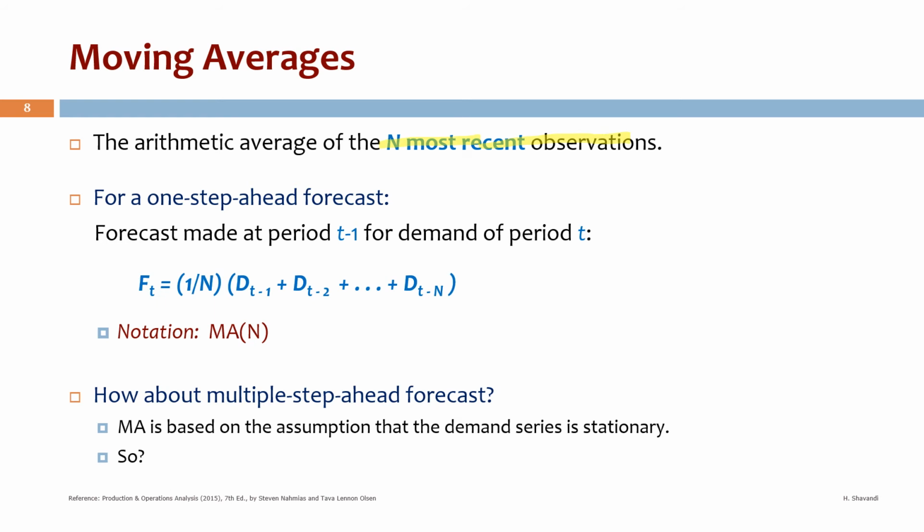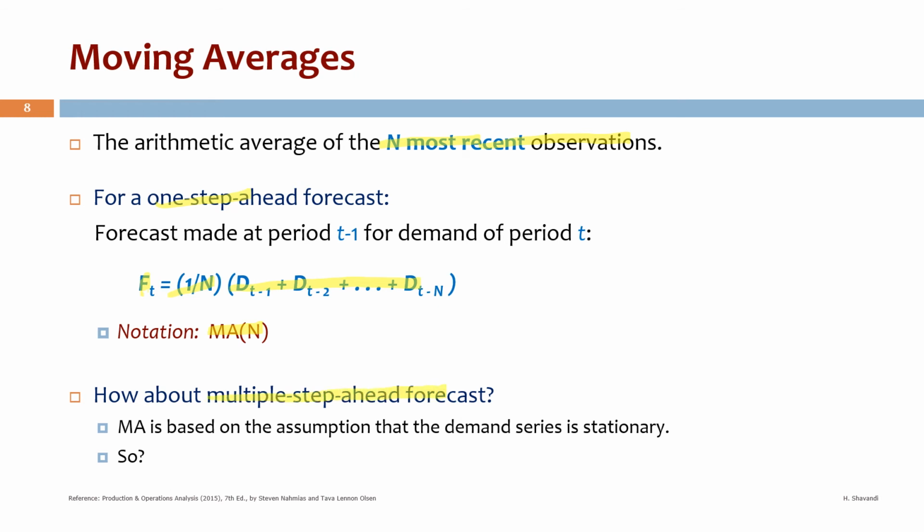Okay, so for a one step ahead forecast, the forecast for time t will be just a simple arithmetic average over the last n observations, or last n demands. As a notation, we show this model as MA of n. This means that it's a moving average, and we are considering the n last demands, or observations.